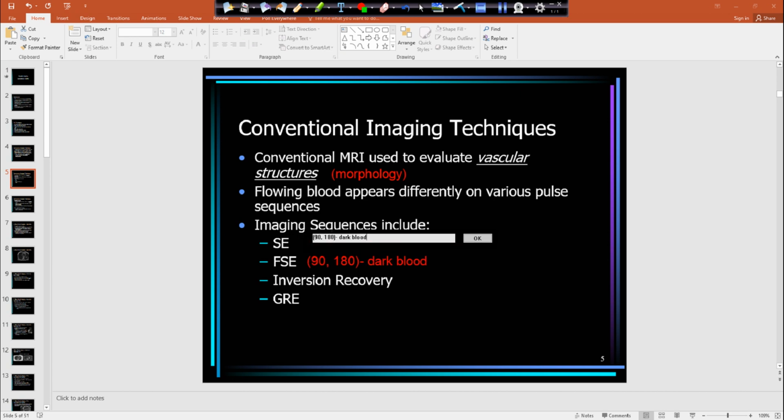All right, next one. Fast spin echo is usually defined as a 90, and then a 180, and then a 180, and then a 180, and then a 180, depending on what your echo train is. So here we have an echo train of 4. So this has multiple 180s. So do you think we're going to have bright or dark? Dark. So if you see a 180, just think dark.